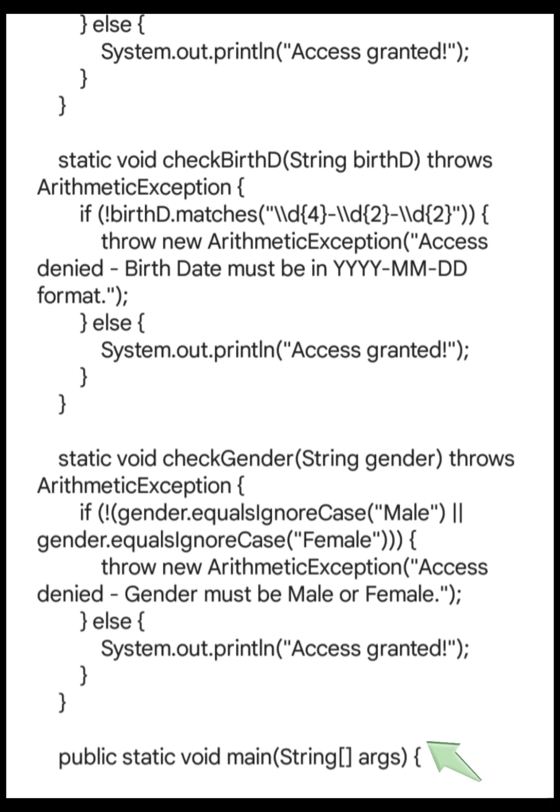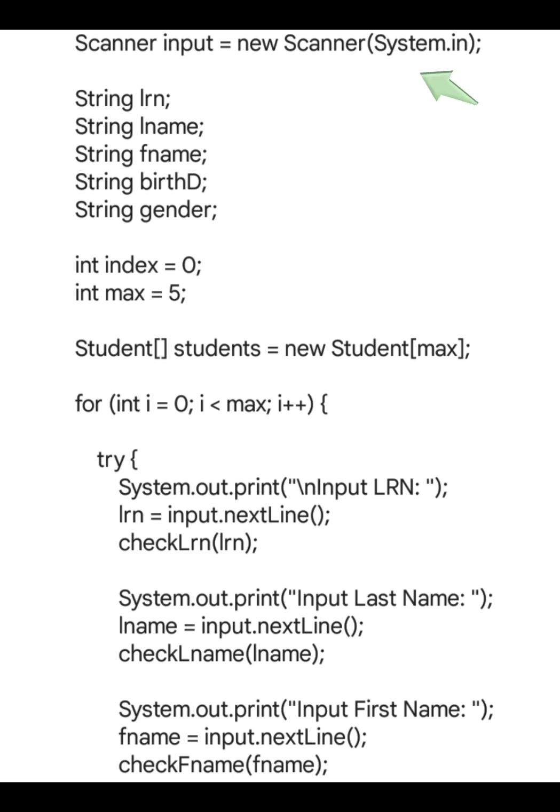Starts the main method where the program execution begins. Creates a scanner object to read input from the keyboard. Declares a variable for storing input. Initializes a counter to track the next index in the array and sets the maximum number of students to 5. Creates an array of student objects with a size of 5.